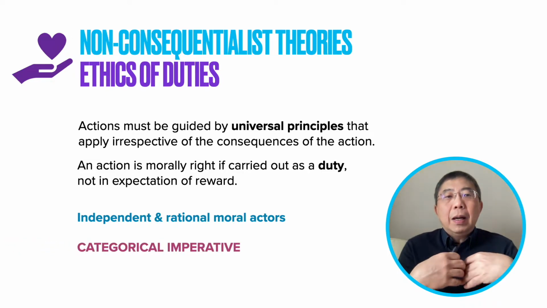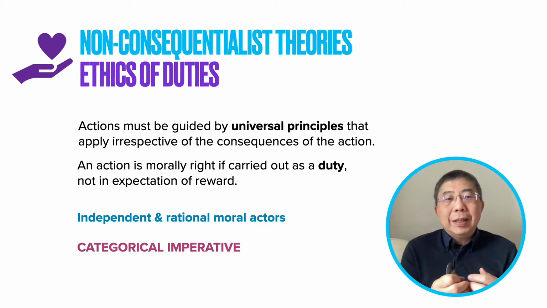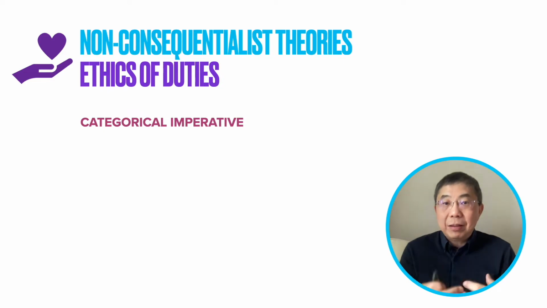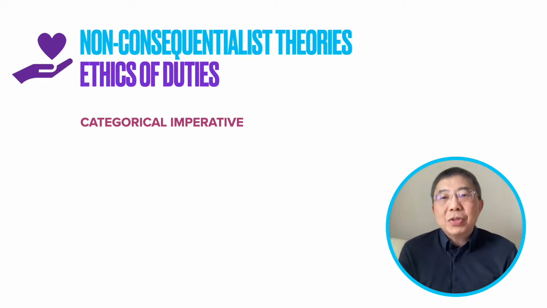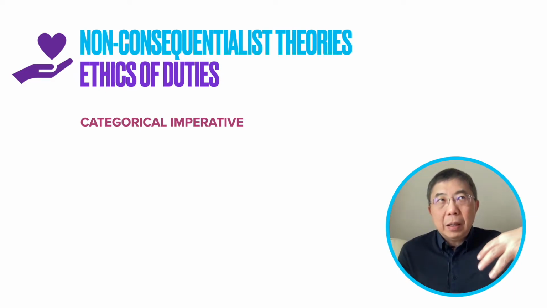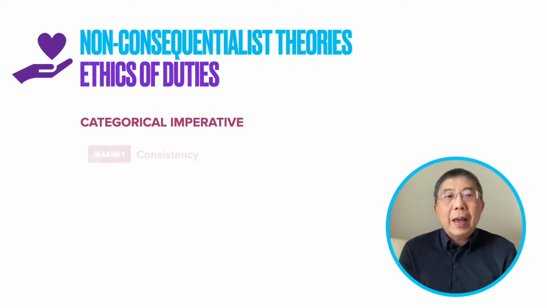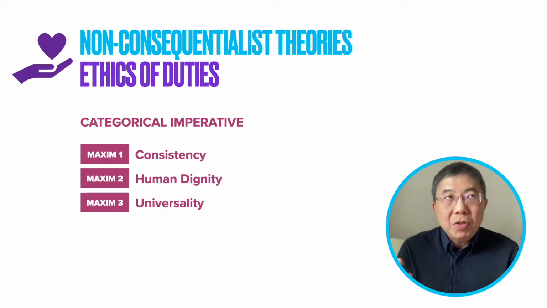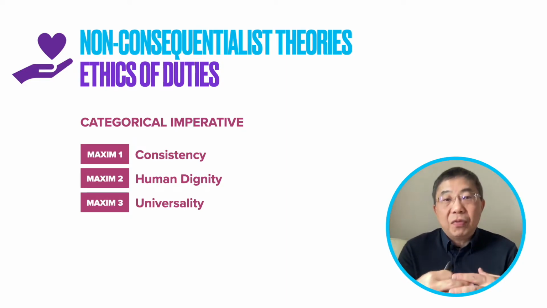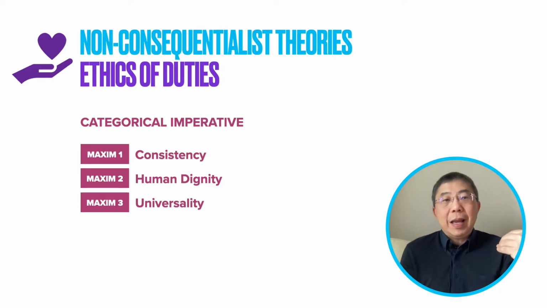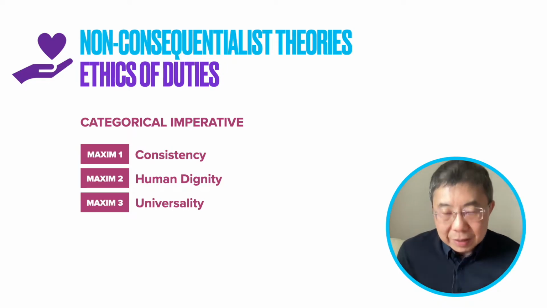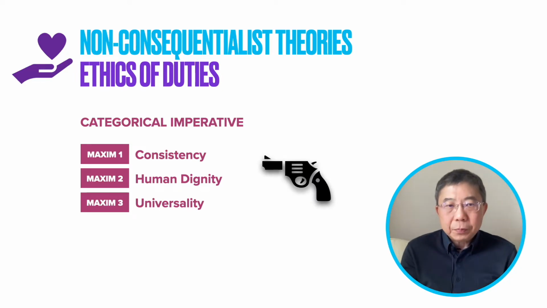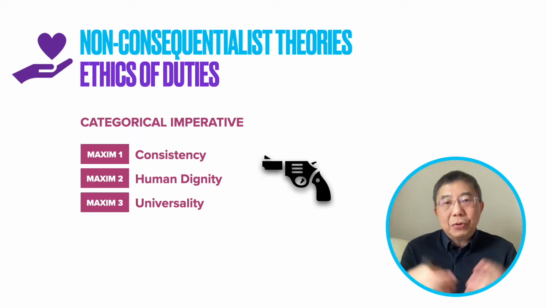And Immanuel Kant came up with this universal principle called the categorical imperative. What is the categorical imperative? Now, the categorical imperative prescribes, like I said just now, a framework of universal principles. And this framework comprises three main maxims or principles. They are the maxim of consistency, the maxim of human dignity, and the maxim of universality.